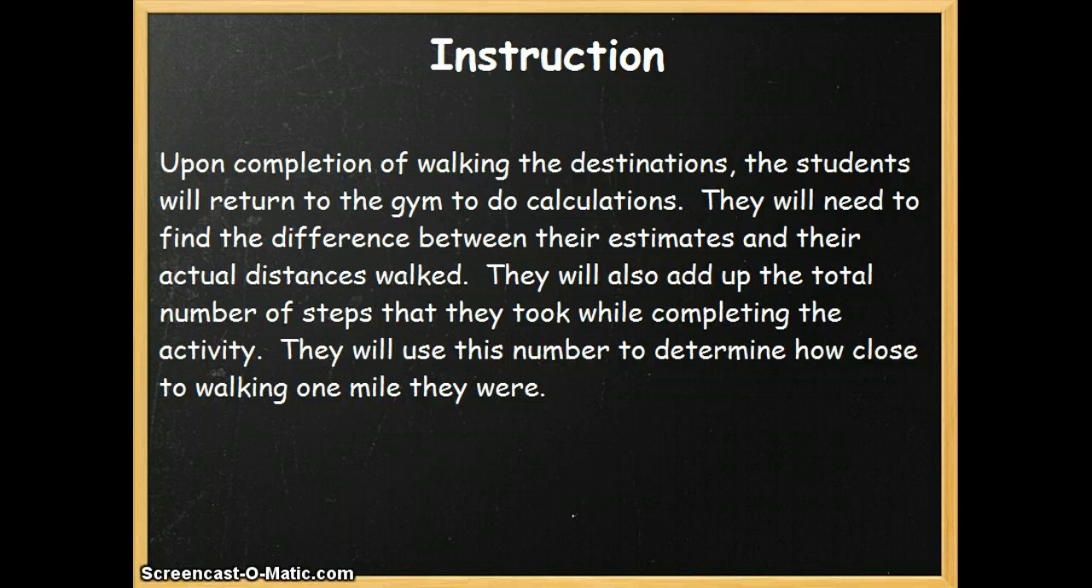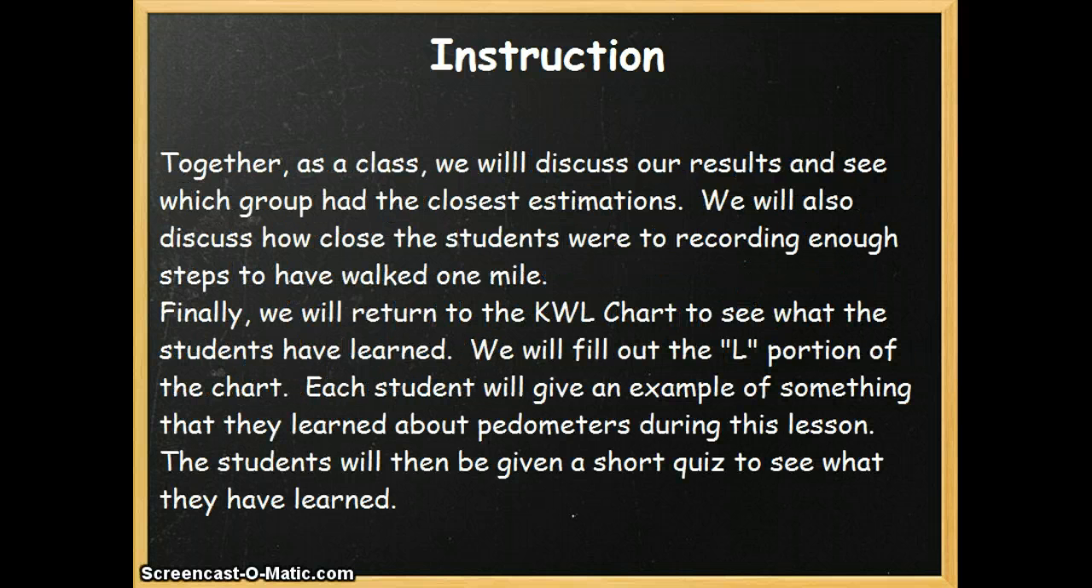Upon completion of walking the destinations, the students will return to the gym to do calculations. They will need to find the difference between their estimates and their actual distance walked. They will also be adding up the total number of steps that they took while completing the activity. This total number of steps will help them to determine how close they were to walking 1 mile. Finally, together as a class, we will discuss our results and see which group had the closest estimations. We will also discuss how close the students were to recording enough steps to have walked 1 mile.